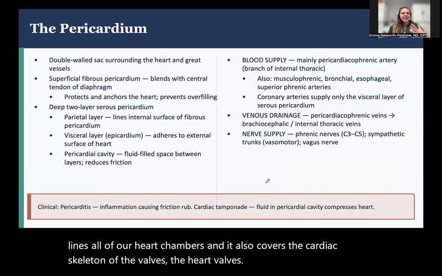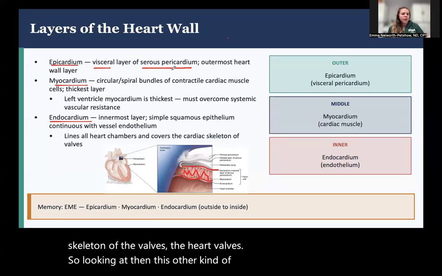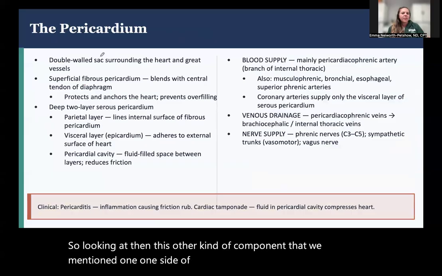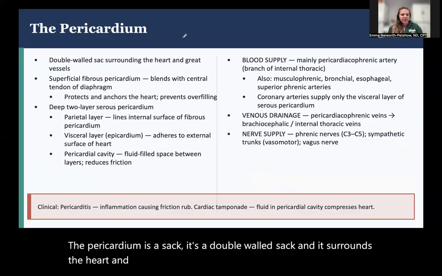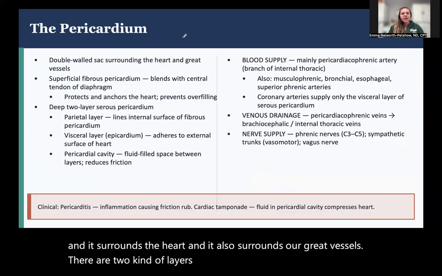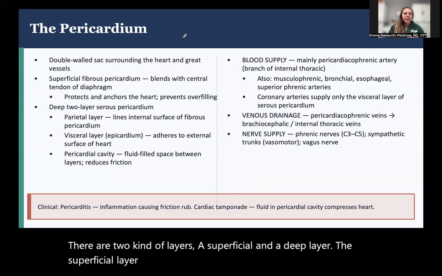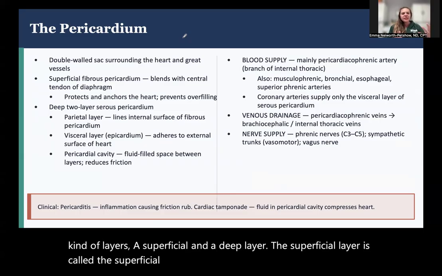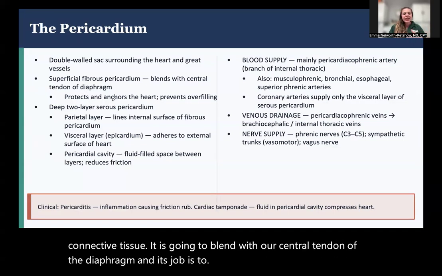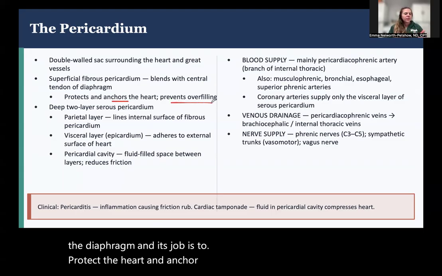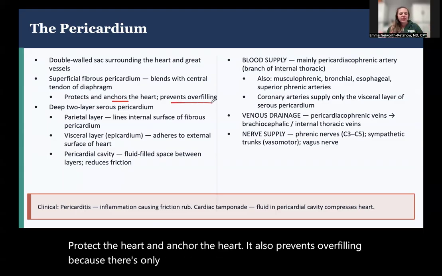So looking at this other component that we mentioned, one side of it, the visceral layer, is our pericardium. The pericardium is a double-walled sac, and it surrounds the heart, and it also surrounds our great vessels. There are two layers, a superficial and a deep layer. The superficial layer is called the fibrous pericardium. This is connective tissue. It is going to blend with our central tendon of the diaphragm, and its job is to protect the heart and anchor the heart. It also prevents overfilling because there's only a certain amount of stretch or give that it has.